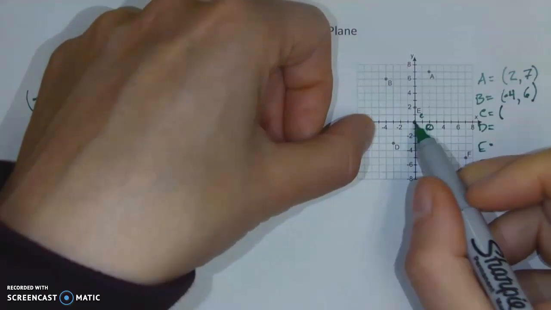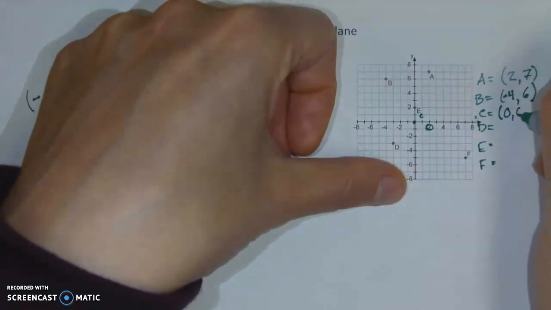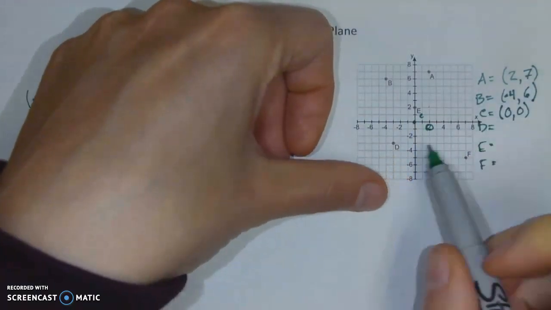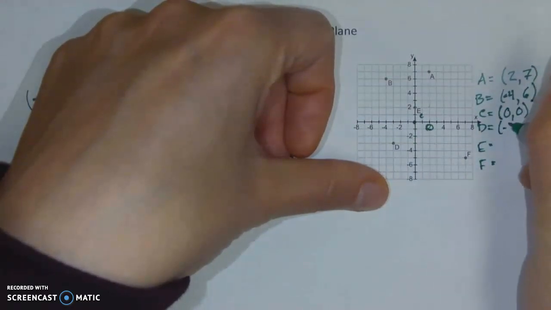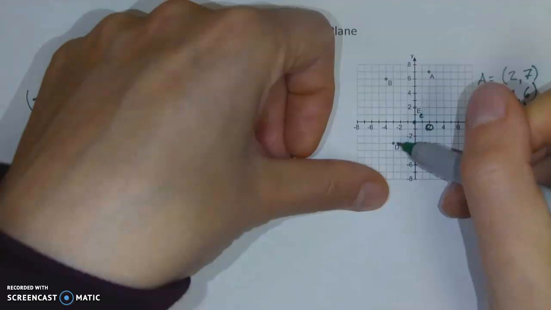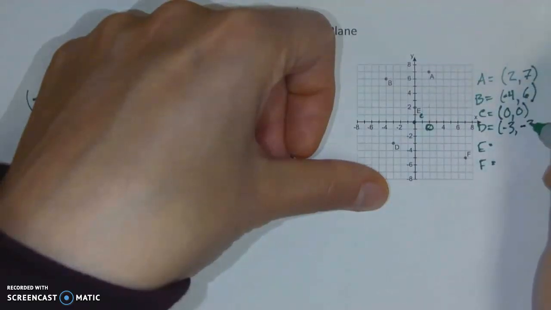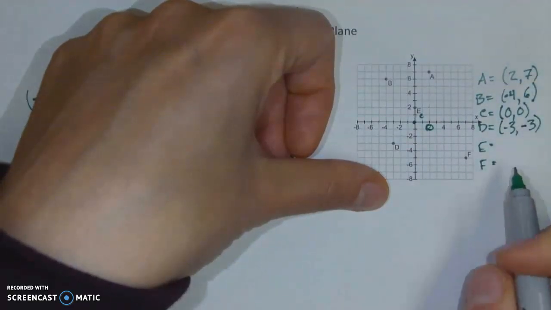For C, we are at the origin, so that's going to be 0, 0. D, it looks like I'm going back 3, so that's going to be negative 3. And I'm going down 3, so that's negative 3. And I'd be done there.